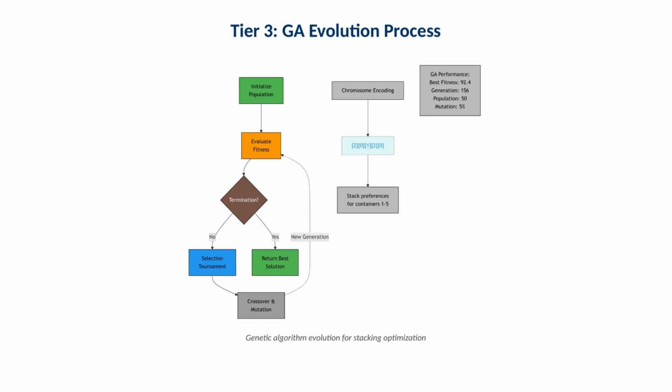The evolution loop is simple to explain. Create an initial population of stacking rule configurations. Evaluate fitness for each candidate. Select the strongest candidates. Create offspring using crossover. Add diversity using mutation. Then repeat. Over generations, the best solutions improve, and the population converges towards stronger stacking policies.